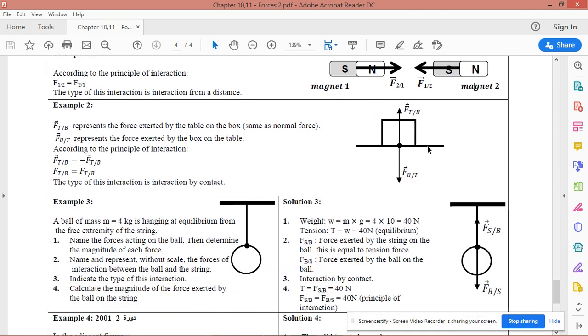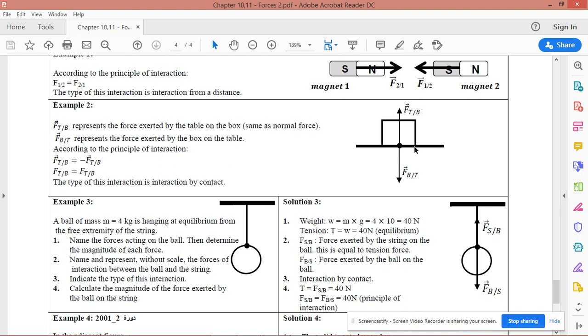Similarly, between the table and the box. The table is holding the box, so it's exerting an upward force called F table over box. At the same instant, the box is pushing the table downwards. This force is called F box on table. By the way, this is not the weight. The weight is drawn from the center. This is the force exerted by the box on the table.